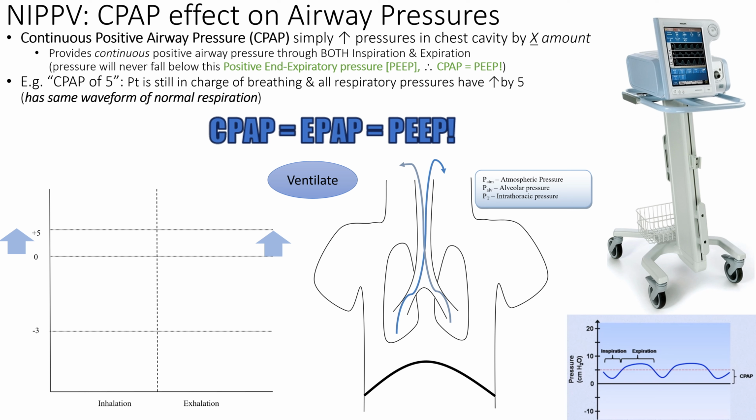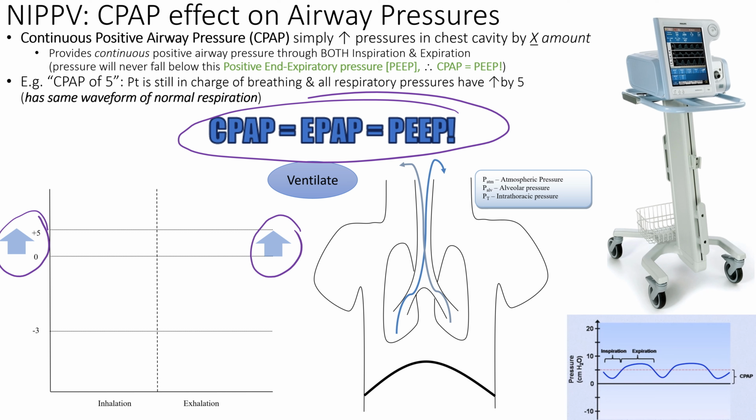All right, so CPAP or PEEP or BiPAP, EPAP. All these things are the same, right? All these things are raising the pressure inside the chest and not letting it get anything less than that. So continuous positive airway pressure, or CPAP, is going to simply raise the pressure. Say CPAP of 5. Normal respiratory cycle, all we're doing is raising it by 5 points.